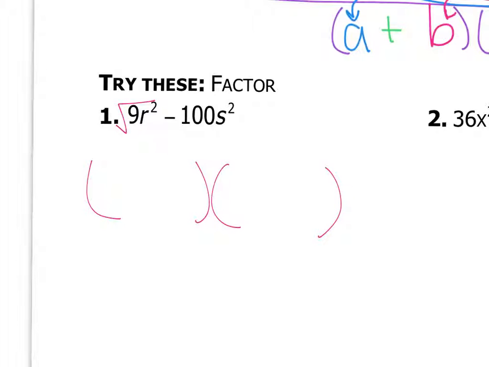Justice, what's the square root of 9r squared? 3r, so that goes in the first two spots. Logan, what's the square root of 100s squared? 10. Close. Oh, 10s. 10s, very good. So 10s goes in the second two spots. And what goes in the middle? A plus and a minus.